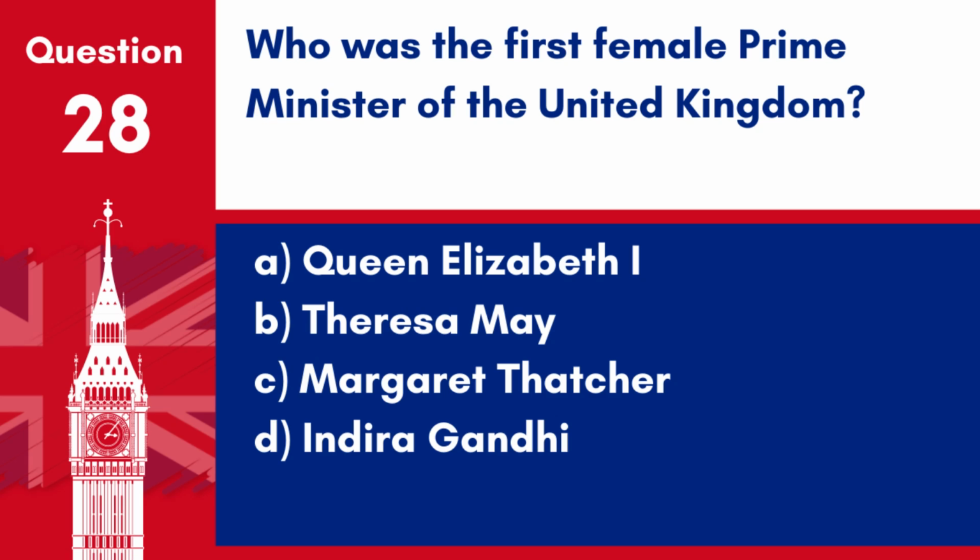Question 28. Who was the first female Prime Minister of the United Kingdom? A. Queen Elizabeth I. B. Theresa May. C. Margaret Thatcher. D. Indira Gandhi. Answer: C. Margaret Thatcher. Margaret Thatcher was the first female Prime Minister of the UK, serving from 1979 to 1990.